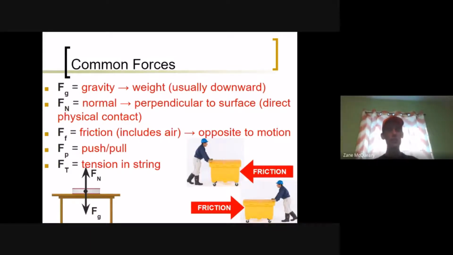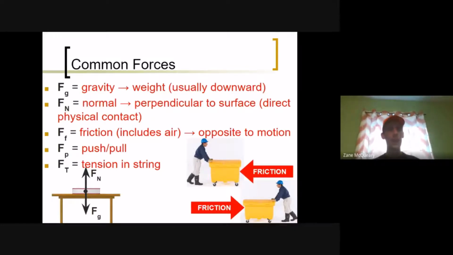Friction, which includes air resistance, is a force that opposes motion. So whenever you have something in motion, it will be in the opposite direction of the motion's direction. For example, look at those 2 guys here in the bottom. The first guy on top is pushing his cart to the right, so friction works against it, meaning it's going to push to the left. And then that's flipped in the bottom one.